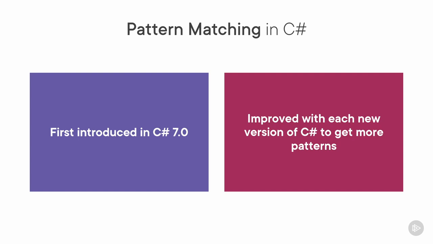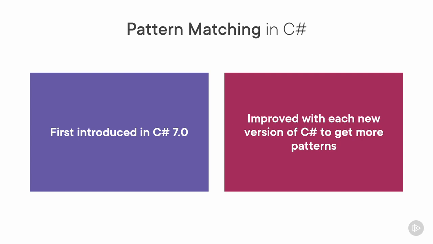Pattern matching isn't a new concept. In fact, it's been around for ages and has been a part of programming languages such as F#, Kotlin, and others for a very long time. In C#, however, it's a fairly new language feature and was only first introduced in C# 7. At that point, the language feature was rather limited.